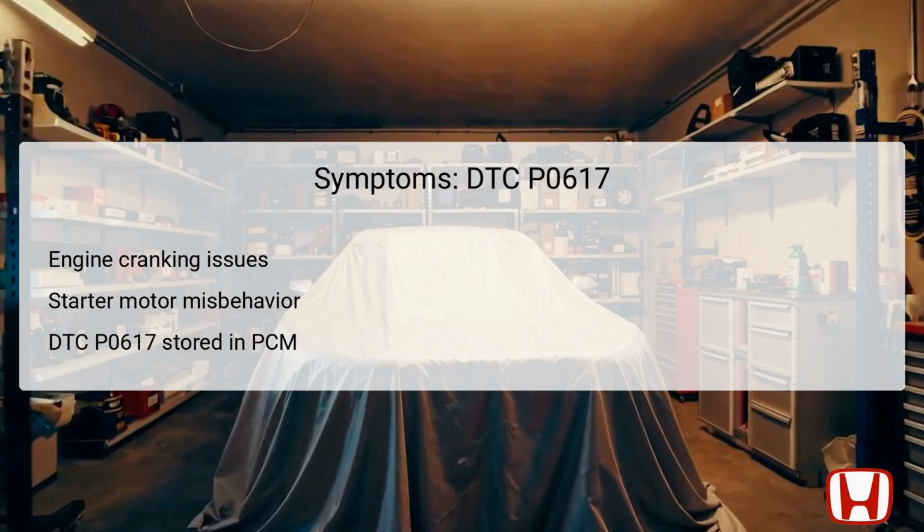When DTC P0617 is present, several symptoms may surface that indicate a serious problem with the starter control system. One primary symptom is difficulty in engine cranking. The engine may not start at all, or may experience intermittent starting issues, which can lead to frustration for the driver. Additionally, the starter motor might behave erratically, potentially leading to continuous cranking regardless of the vehicle's gear position, increasing the risk of starter burnout or damage.